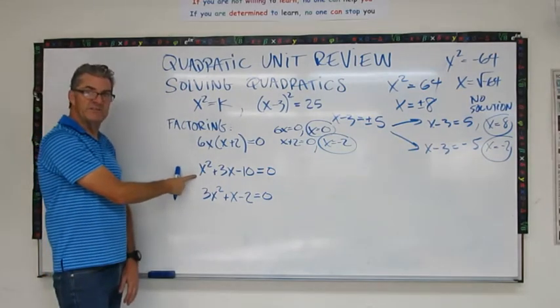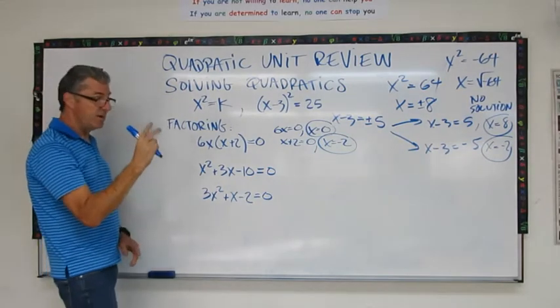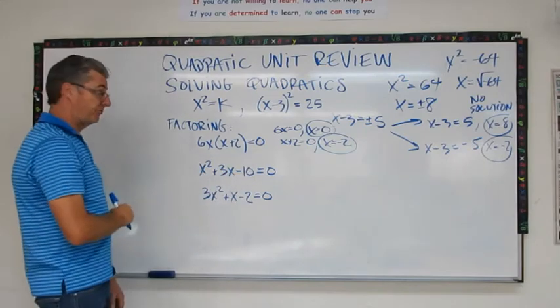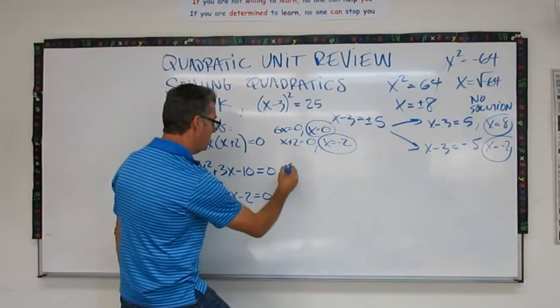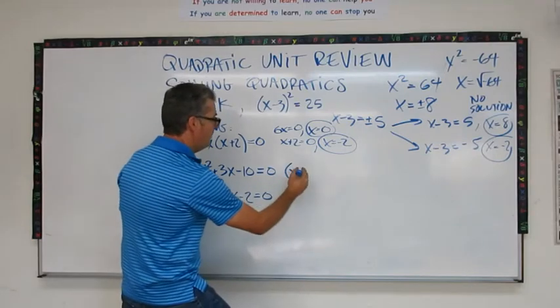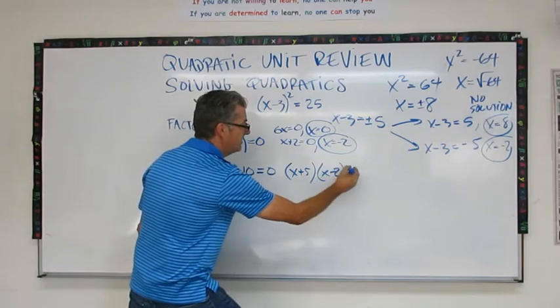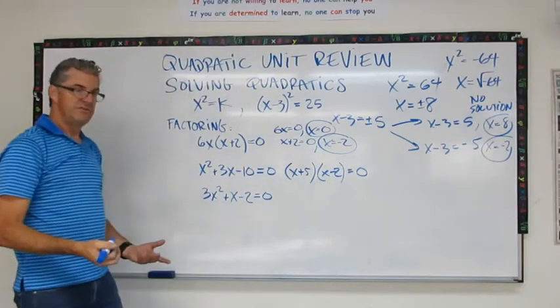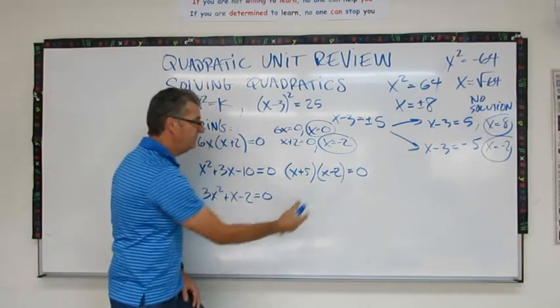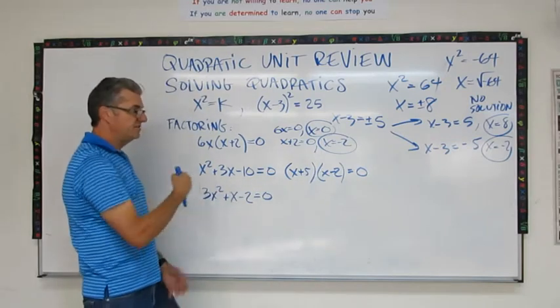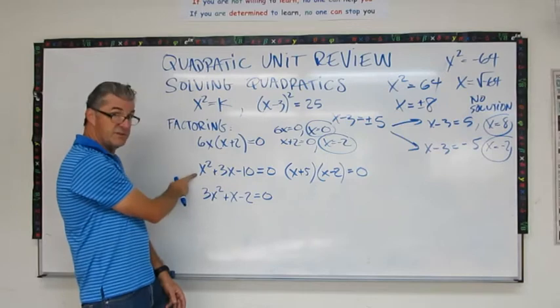This one is a product sum type. So we need two numbers that multiply to -10 and add up to +3. And so those two numbers are going to be x plus 5 times x minus 2. Bring down my equal to 0. So just to check, 5 times -2 is -10, and 5 plus -2 is 3. So that's a correct factorization of this quadratic.